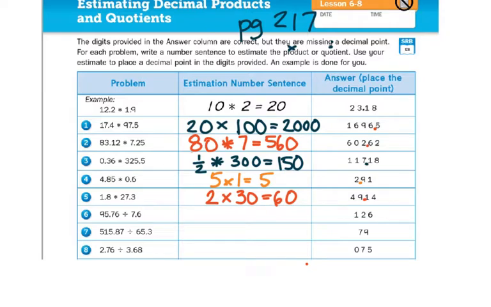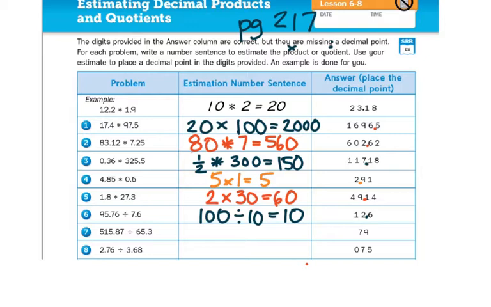Number 6, 95 and 76/100. I'm going to make that equal to 100. And again, remember, I'm doing easy numbers so I can do it in my head. 7 and 6/10, I'm just going to make equal to 10. 100 divided by 10 is 10. Where am I going to put my decimal point to make my answer closest to 10? Between the 2 and the 6, 12 and 6/10.